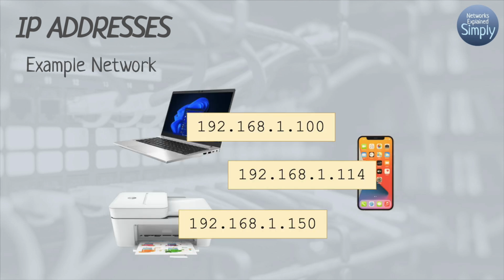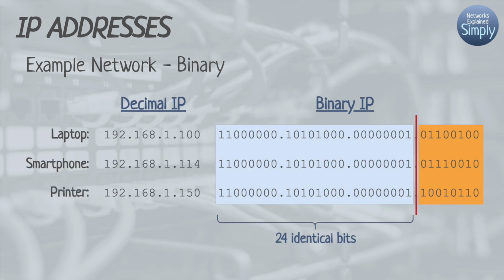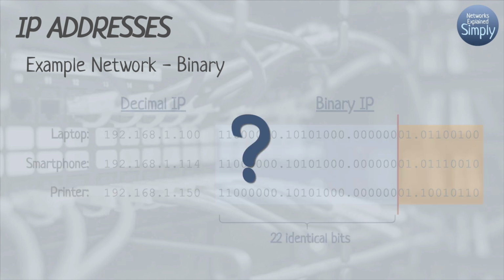Let's return to our example network. When we looked at these IP addresses in decimal notation, we made an educated guess that the dividing line between the network and host portions of IP addresses on this network was between the 3rd and 4th numbers. When we compare these IP addresses in binary, we can confirm that the first 24 bits are identical, which tracks with our theory about this network. But if we know that the first 24 bits are identical, then we also know that the first 23 bits are identical, and the first 22. So, in truth, the number of network bits could be any number up to 24.